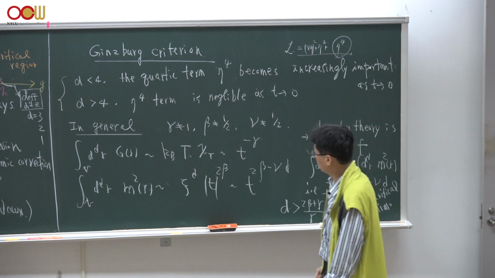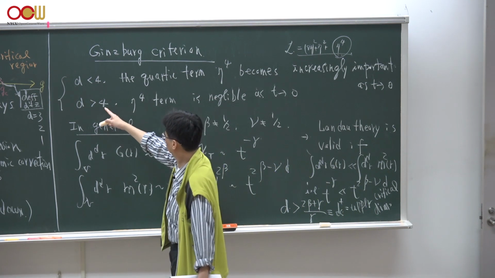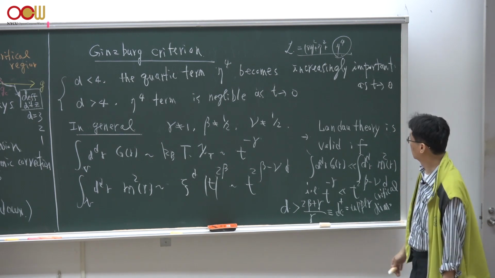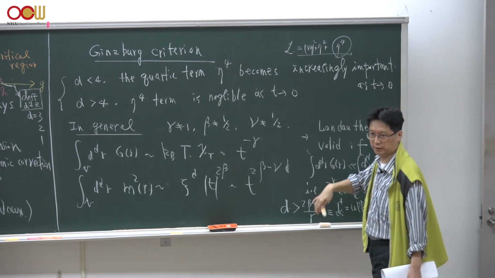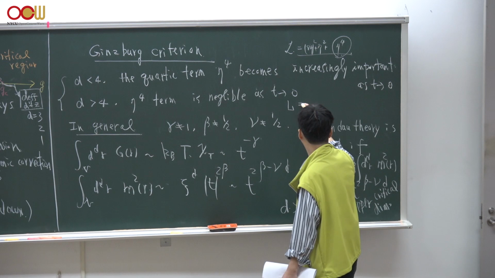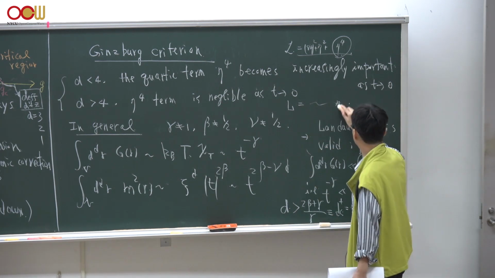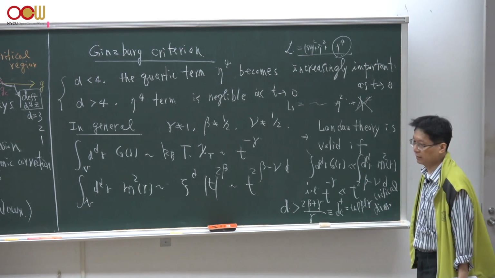However, with dimension above the upper critical dimension 4, the mean field theory works well, so we don't care about this quartic term anymore. So Landau's free energy can be studied up to just the quadratic term in eta. Okay, so that's the first remark.